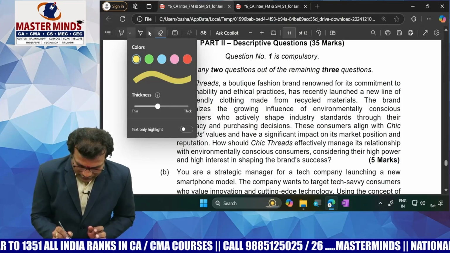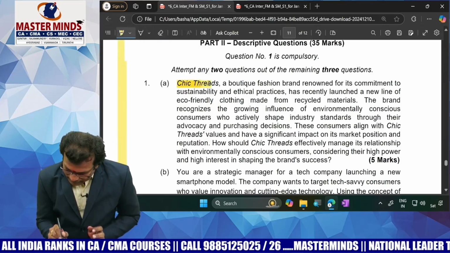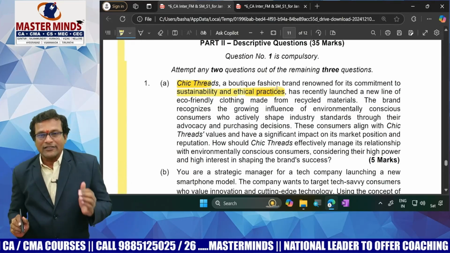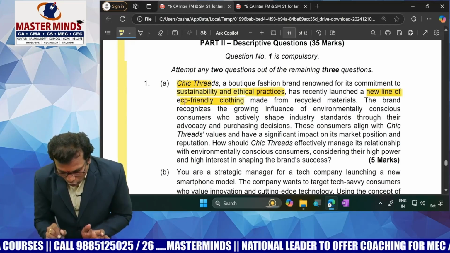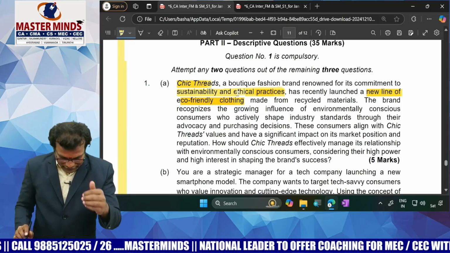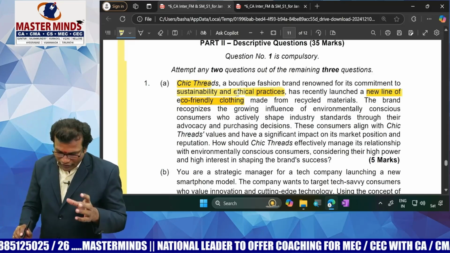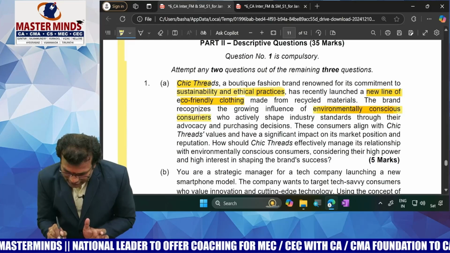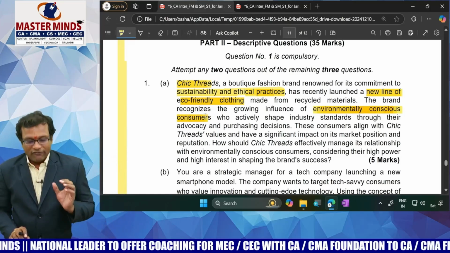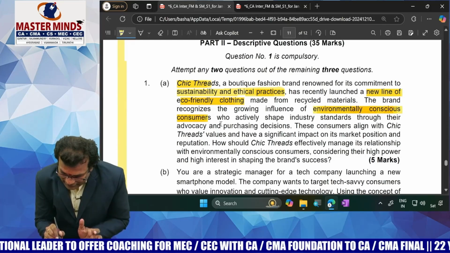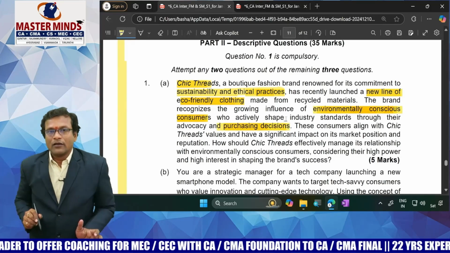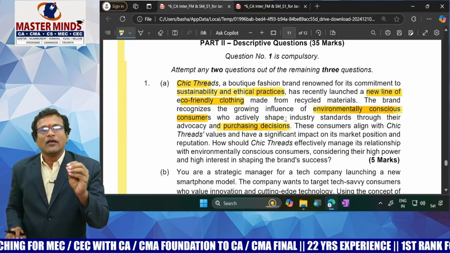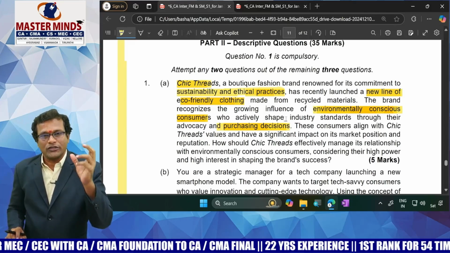Click Threads. There is an organization called Click Threads, a boutique fashion brand renowned for its commitment to sustainability and ethical practices. Recently launched a new line of eco-friendly clothing. That is their product. The brand recognized the growing influence of their targeted, environmentally conscious customers, who actively shape industry standards through their advocacy and purchasing decisions. Environmentally conscious consumers will purchase only products from a company which causes less harm, less pollution to the environment.